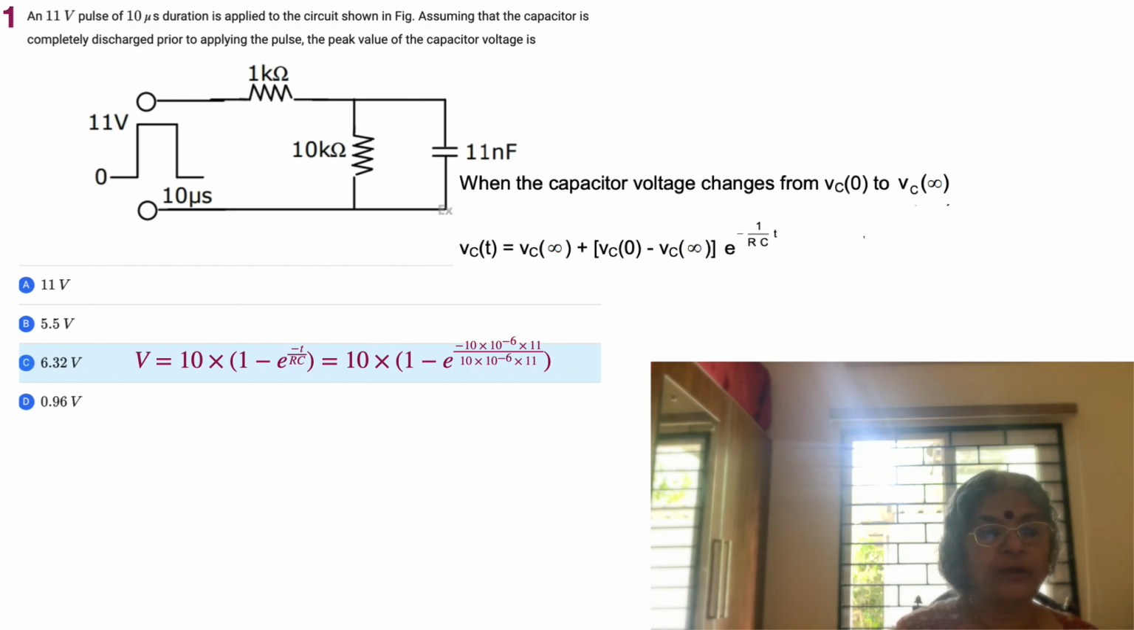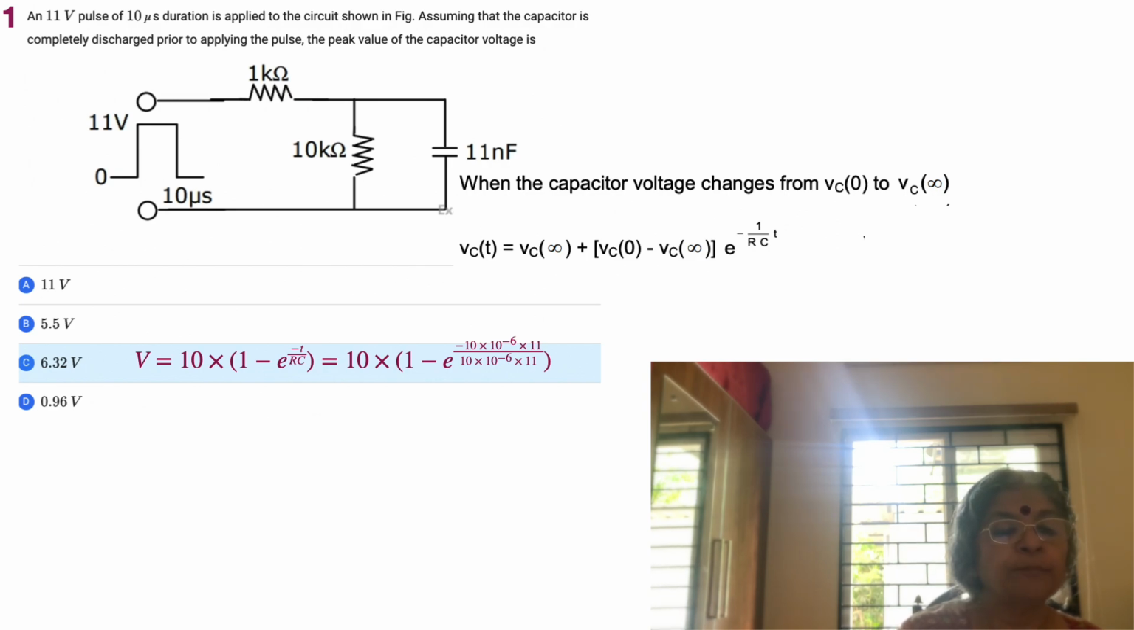In problem number 1, we have a circuit wherein an 11 volt pulse is delivered. The pulse is very short. It has a duration of 10 microseconds. Then we have a resistive network of 1 kilo ohm and 10 kilo ohm, where the 10 kilo ohm is in parallel to an 11 nanofarad capacitor. So obviously that 11 has something to do with it. Okay, let's read.